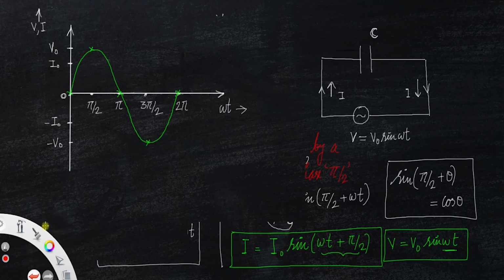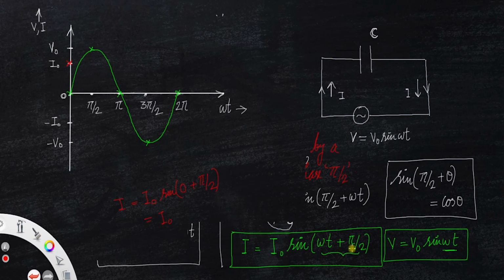Now let's draw the graph of the current, the instantaneous current. Suppose when omega t equals 0, we can write I is equal to I0 sine of omega t plus pi by 2. When omega t is 0, we write 0 plus pi by 2, which means I0 sine pi by 2. So the value becomes I0. So when omega t is 0, we have I equal to I0.